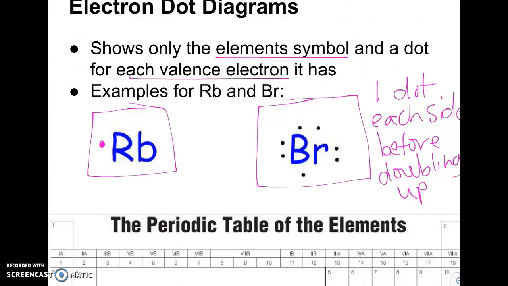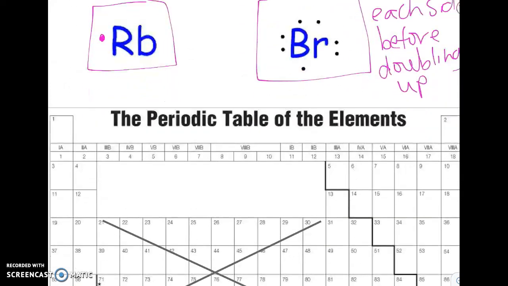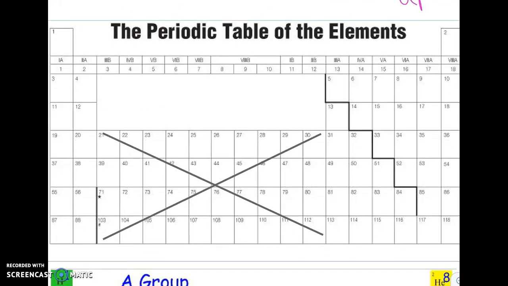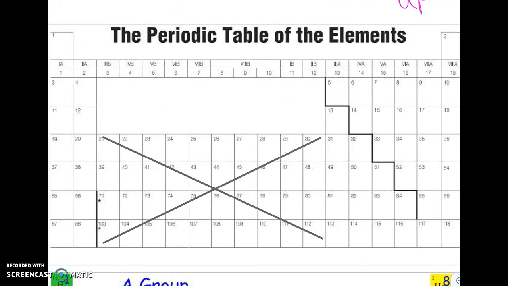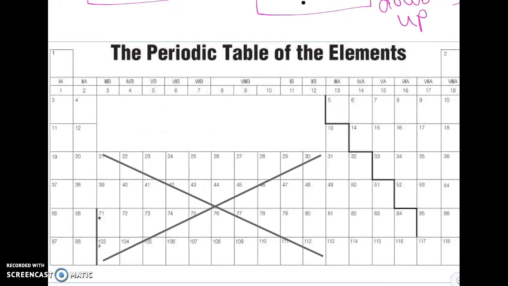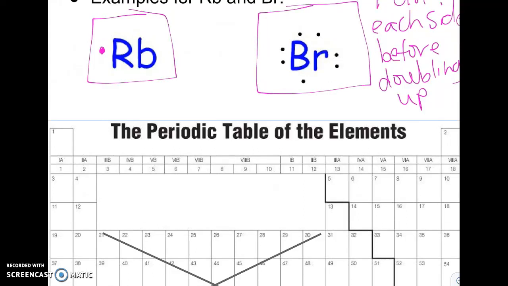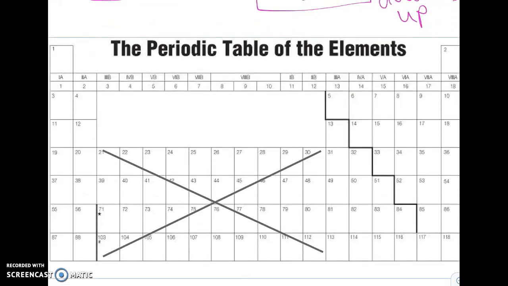Okay, so the next thing you're going to do today, using the blank periodic table that you find on Schoology, is take these dot diagrams and fill them in for these elements here that I boxed and these elements here that I boxed. So you're filling in electron dot diagrams for all of these atoms. Now, using the patterns that you figured out on the first worksheet, this should be pretty simple.